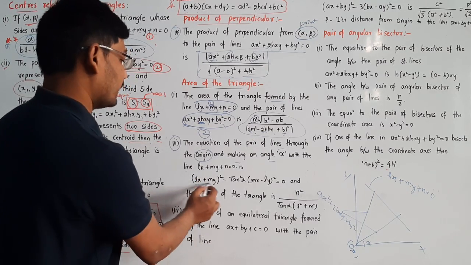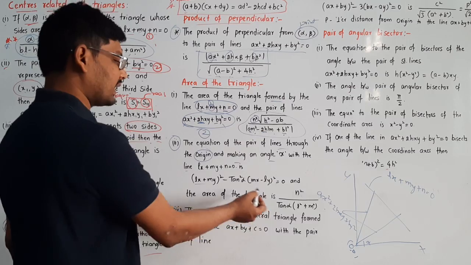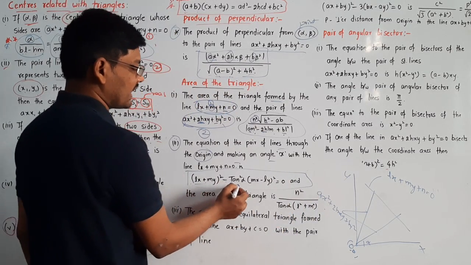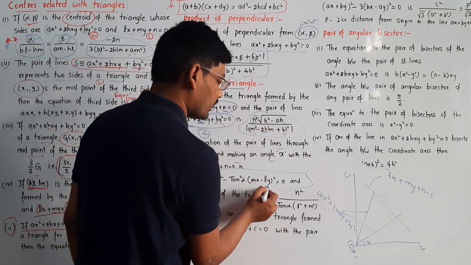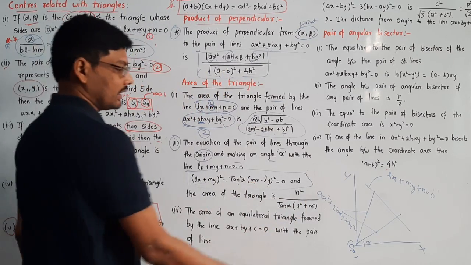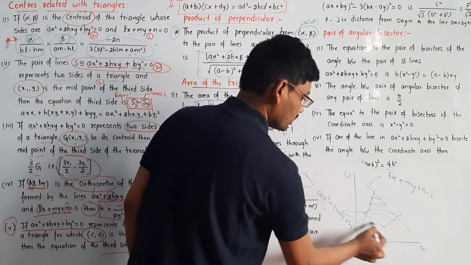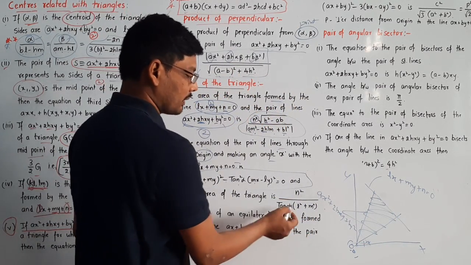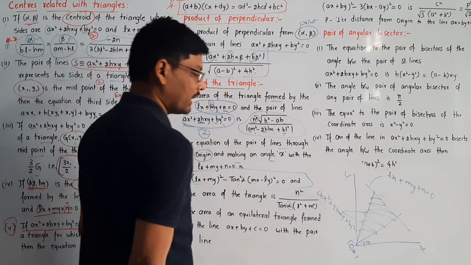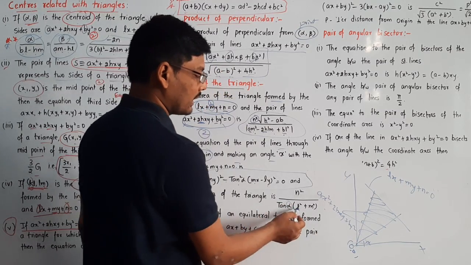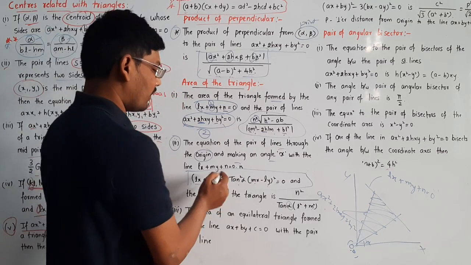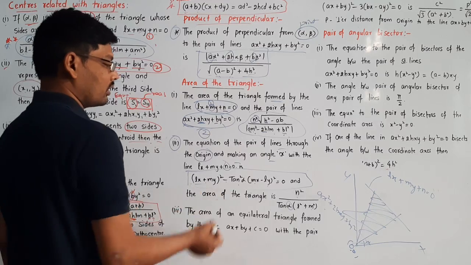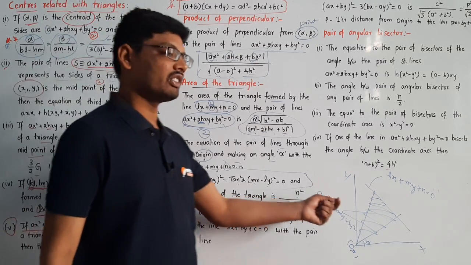Then the equation will be (Lx plus My) whole square minus tan alpha whole square (Mx minus Ly) whole square is equal to 0, and the area of the triangle formed by the coordinate axis is n square by tan alpha into (L square plus M square). Here tan alpha is the angle made by the pair of straight lines, L and M are the coefficients of x and y of the line respectively, and n is the constant of the line. You can substitute all the values in this expression and find the area of the triangle.